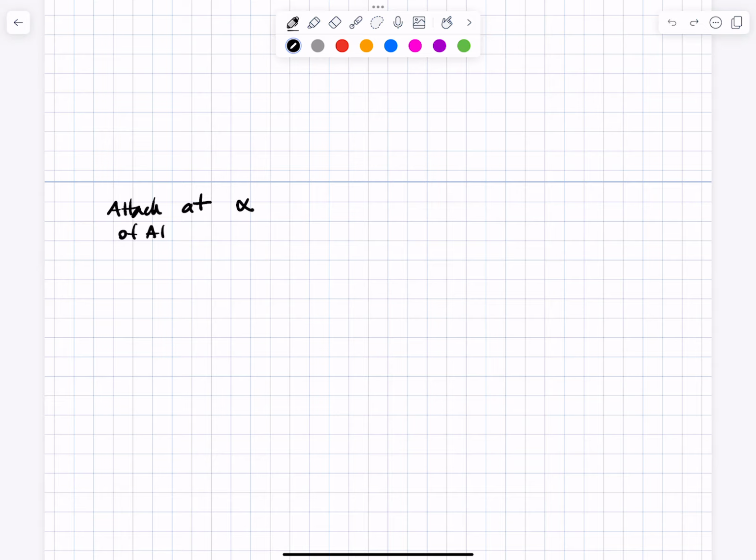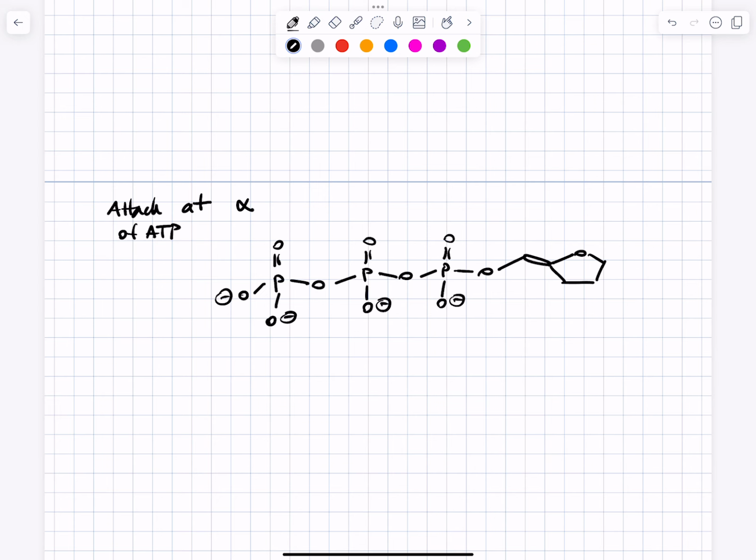So we'll just draw ATP again. You're going to get a lot of practice drawing ATP. You're going to be sick of drawing ATP if you aren't already. And thankfully, I decided not to draw the adenine base part of ATP. Here's the alpha phosphorus, the beta phosphorus, and the gamma phosphorus.